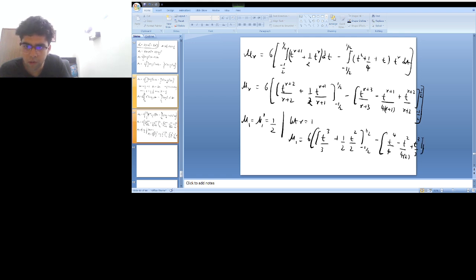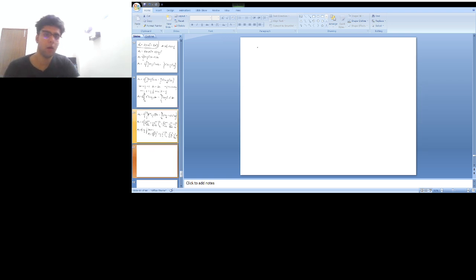T to the power 3 upon 3. Let me just go to the next slide. This is not clear enough, I'll be writing this again. So mu1 is 6. I'm just checking. This should come out to be equal to half.